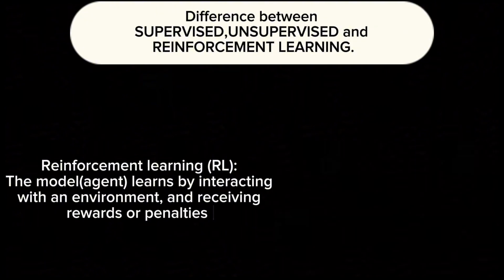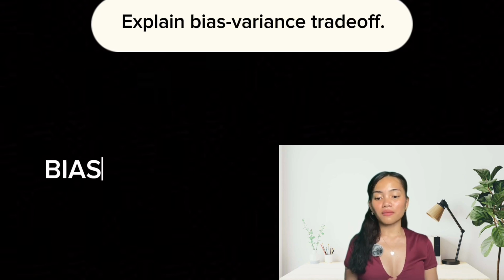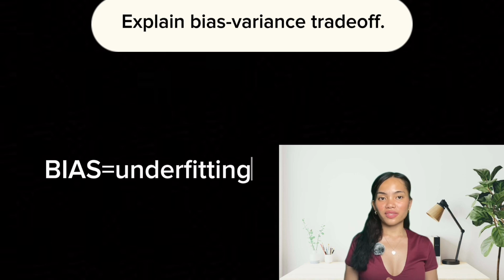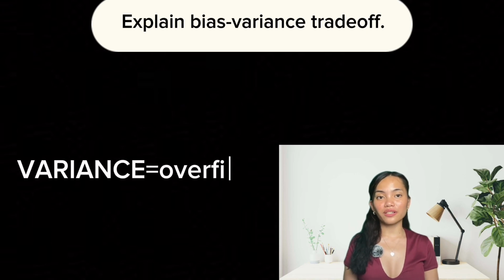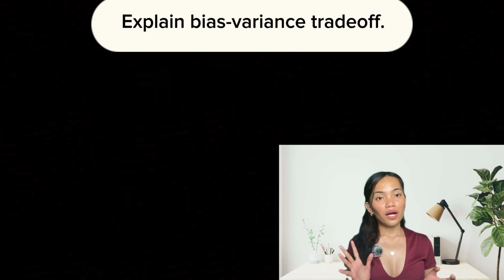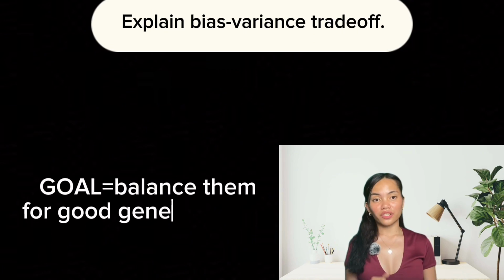penalties. Explain the bias-variance trade-off. Bias means underfitting, while variance means overfitting. And the goal is to balance them for good generalization.